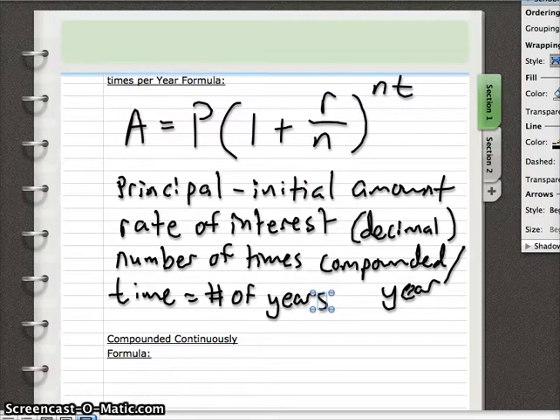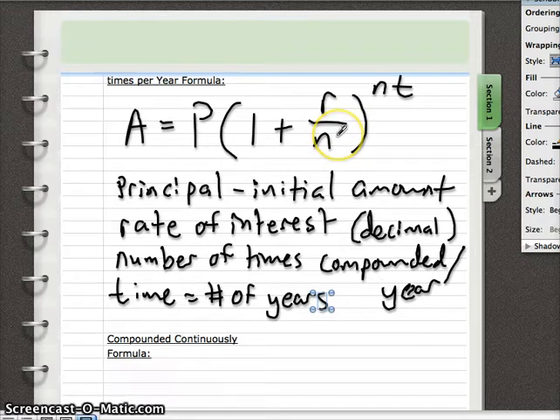If something gets compounded continuously, that's a different type of problem. If you watched the Euler number video, you recognize this expression as how we got the Euler number. We figured out that as n gets bigger and bigger, closer and closer to infinity, this whole expression gets closer and closer to the value e, that decimal 2.718.